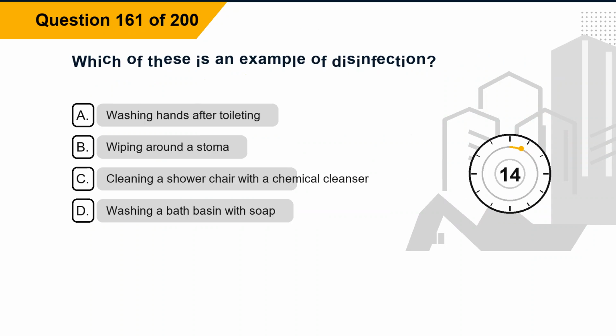Question 161. Which of these is an example of disinfection? Option A, washing hands after toileting. Option B, wiping around a stoma. Option C, cleaning a shower chair with a chemical cleanser. Option D, washing a bath basin with soap.